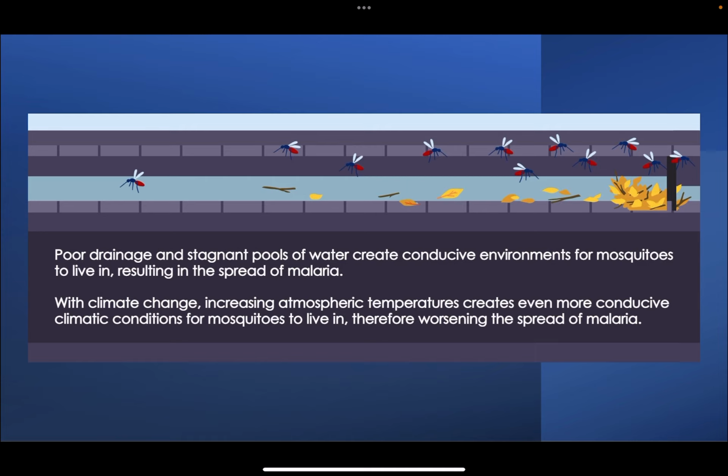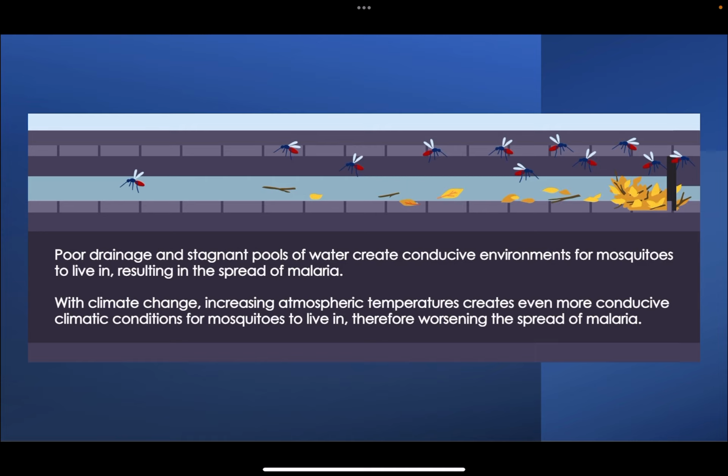Similarly, if you are talking about climate change in terms of an urban area, when you have poor drainage, stagnant pools of water will promote the growth of mosquitoes and the spread of mosquito-borne diseases, or diseases spread by mosquitoes, like for example malaria, or in our context, one that's more pertinent will be dengue fever, and sometimes Zika.